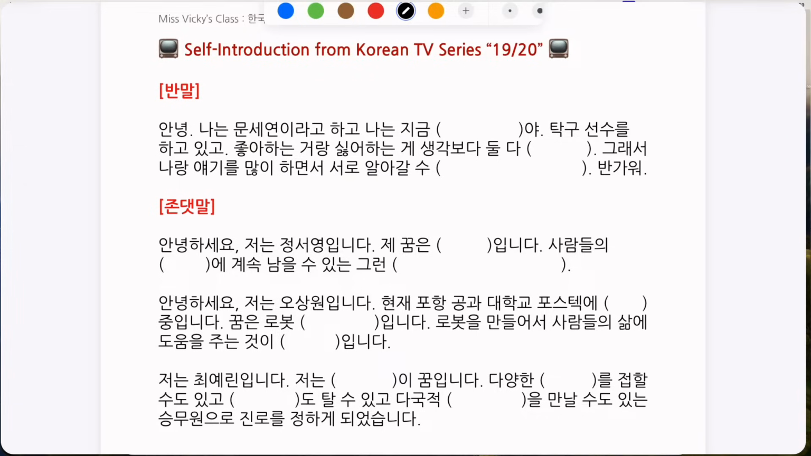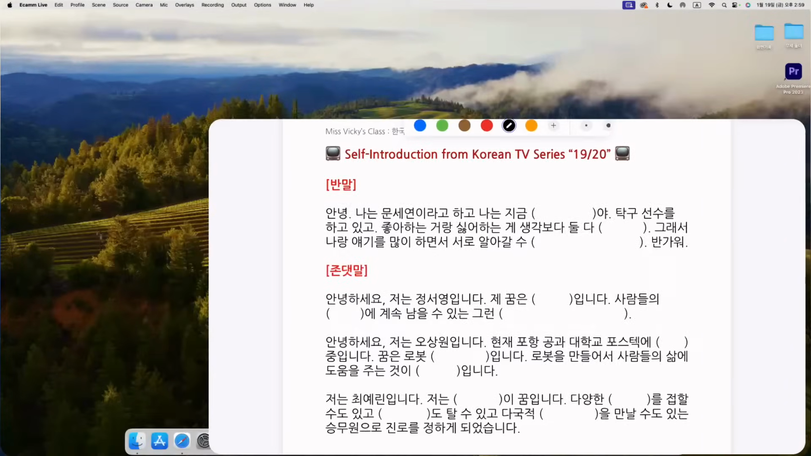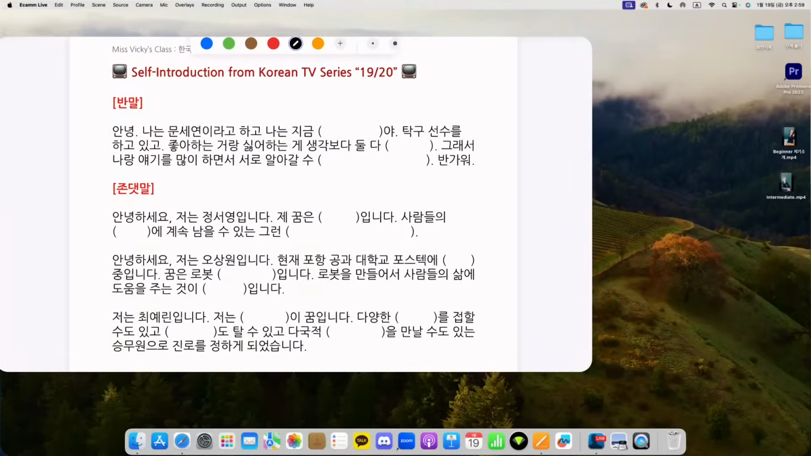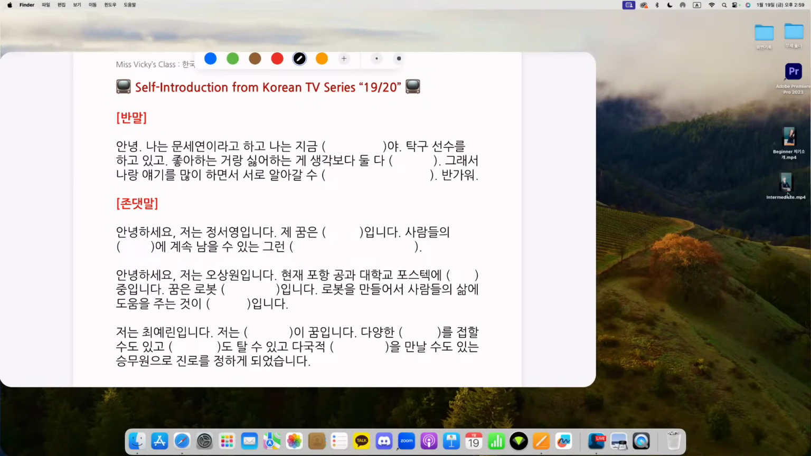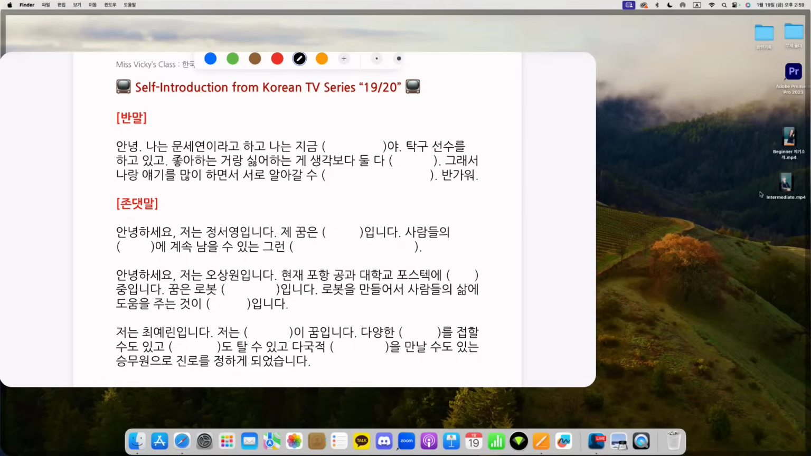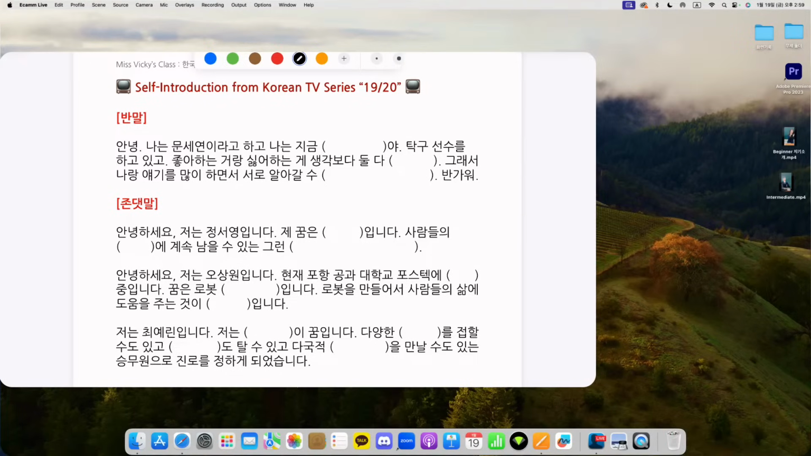잠깐만요. How do I? Let's make it smaller. All right. So I could have double screen on the monitor. Intermediate. No. 왜 이래 이거? 여기 있다.